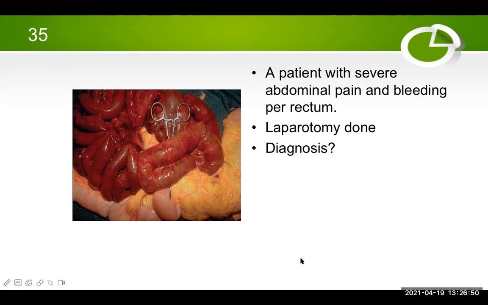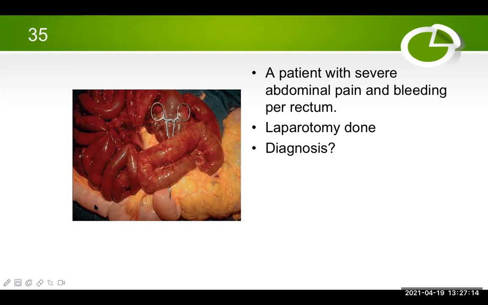Sir, there is a feature of ischemia there. Good, very good. So you think this is an ischemic bowel. What can you see here? What is the color of this bowel? It's more dark, you can say the necrosis type, sir. Yes, it is darker than normal.